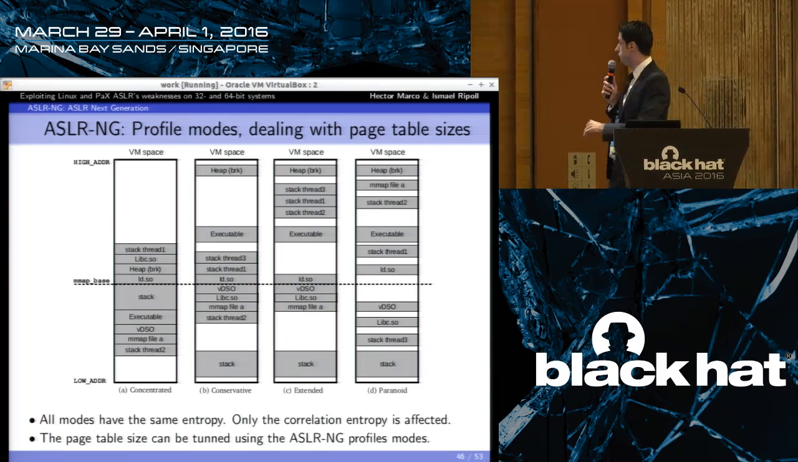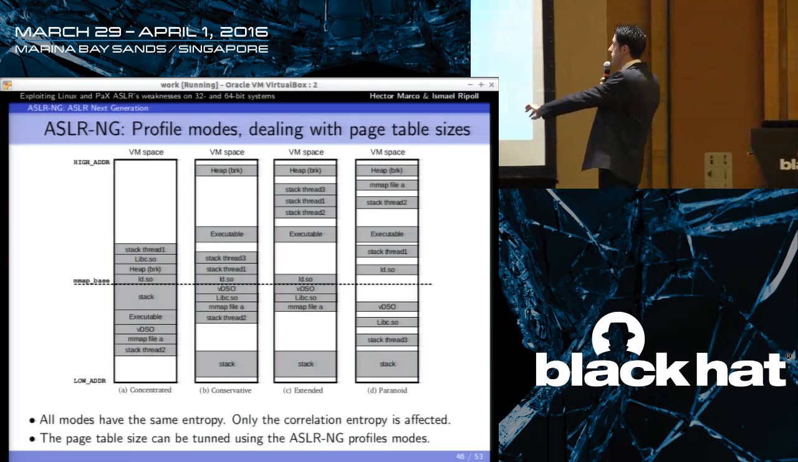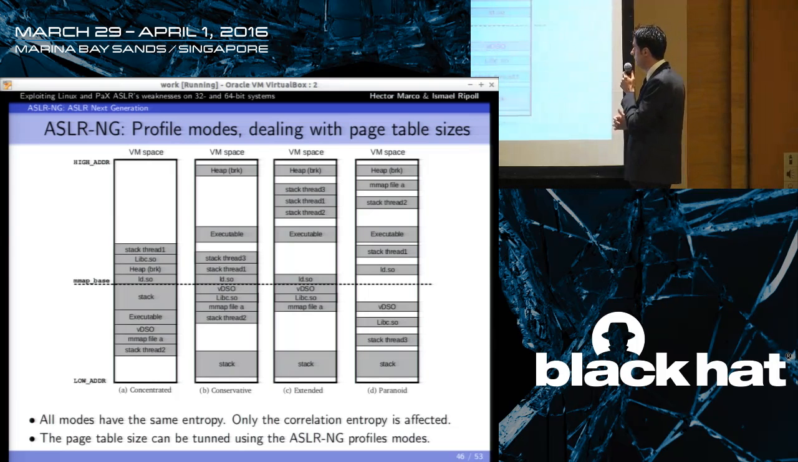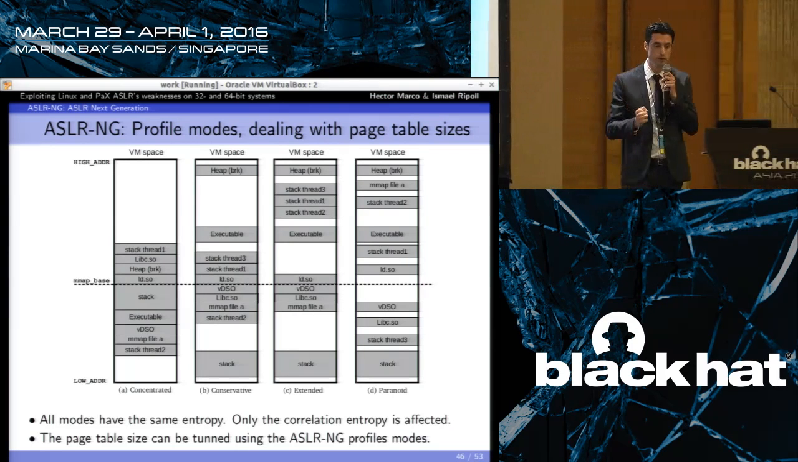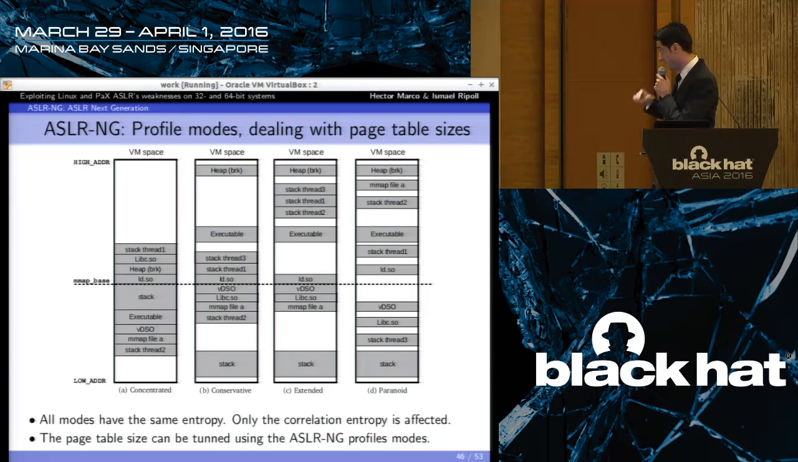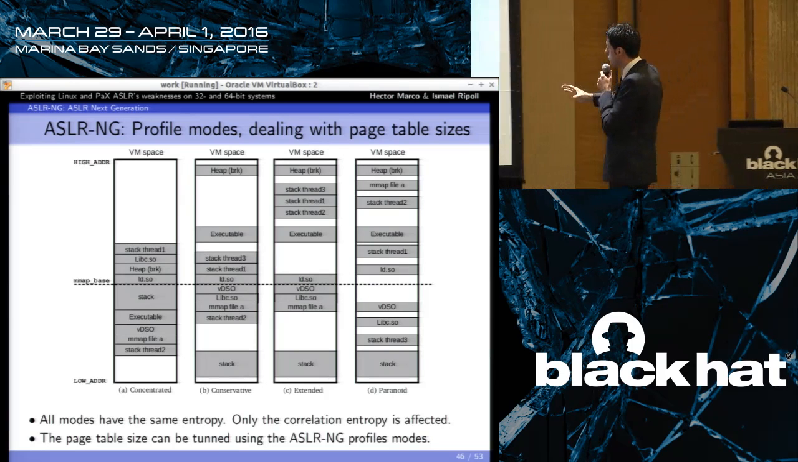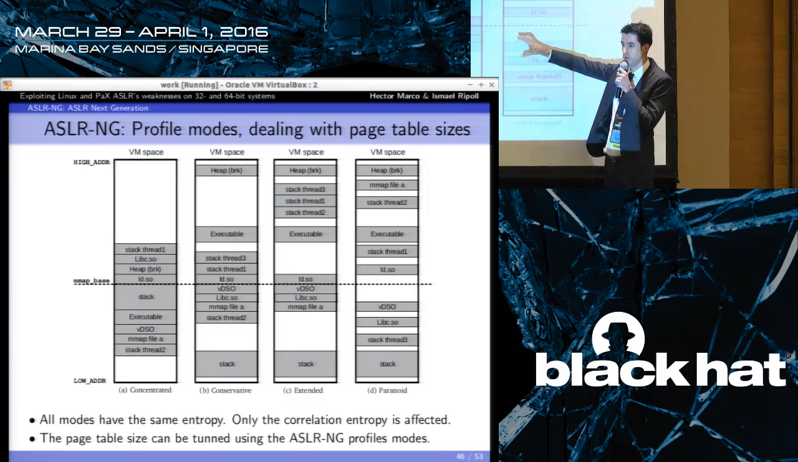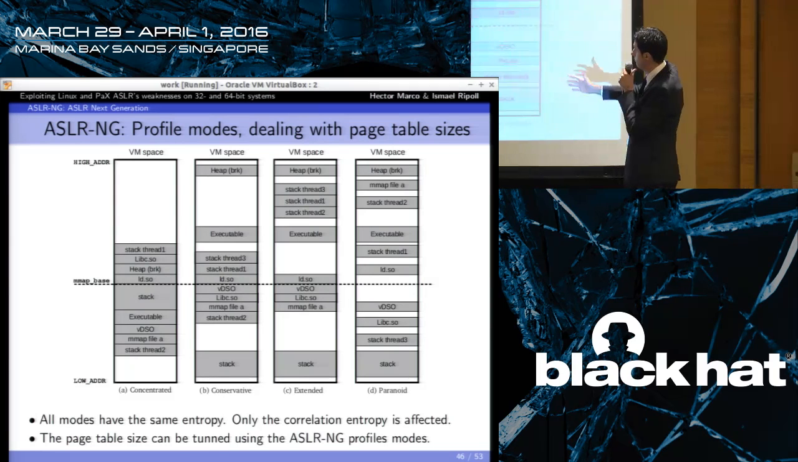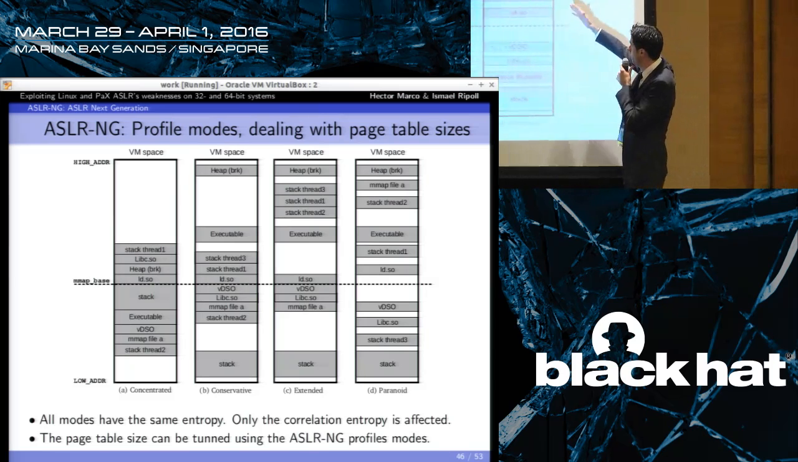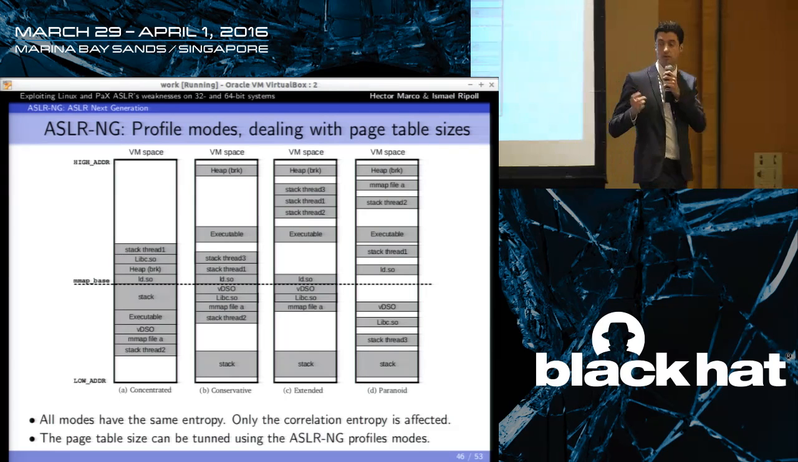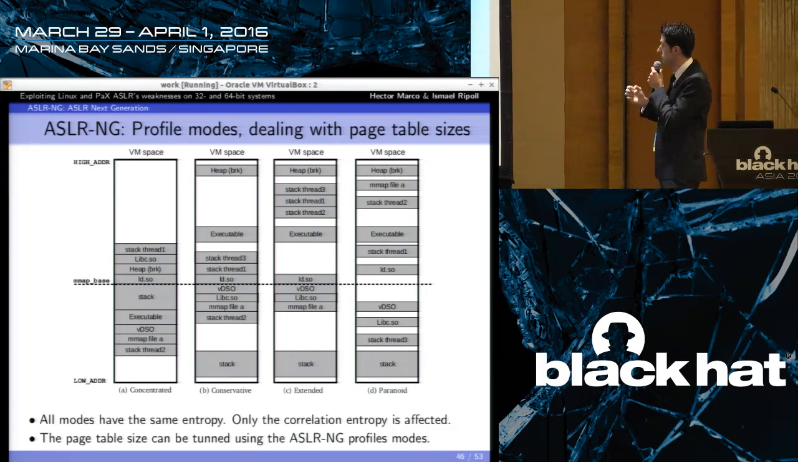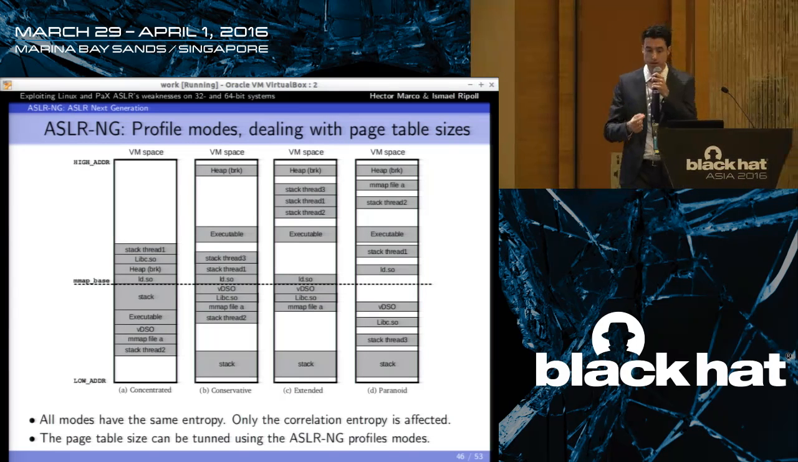But there is a problem. If you use, for instance, the paranoid mode, there are a lot of page table size consuming. Another problem is: is it possible to map a big block of memory? And the answer here is no, because the objects are using random positions, and you cannot guarantee a large block of memory.